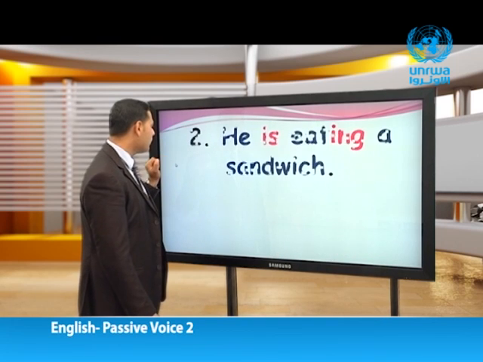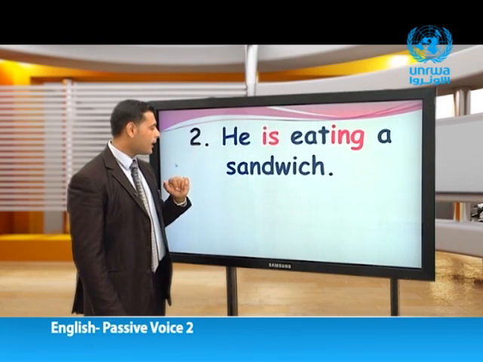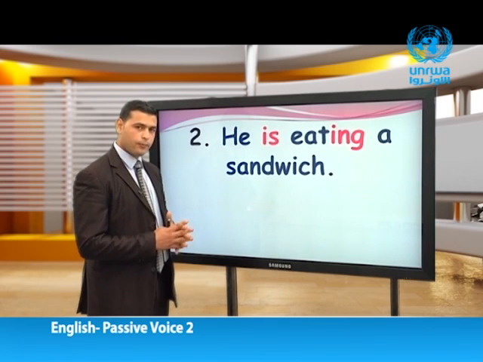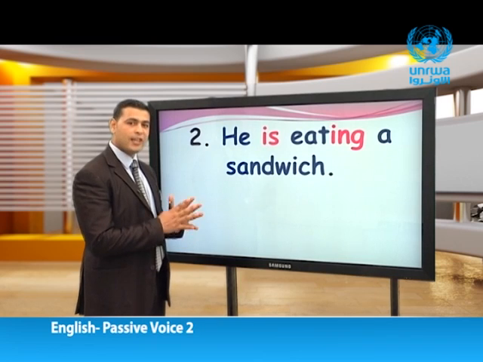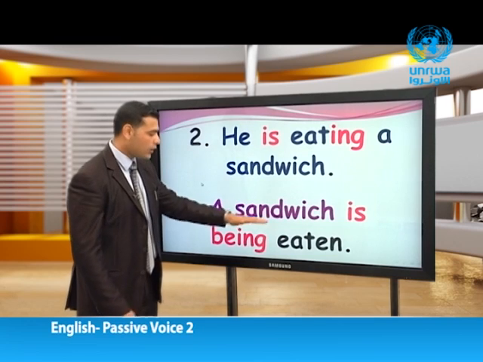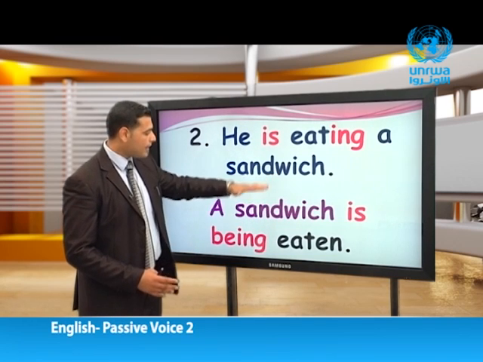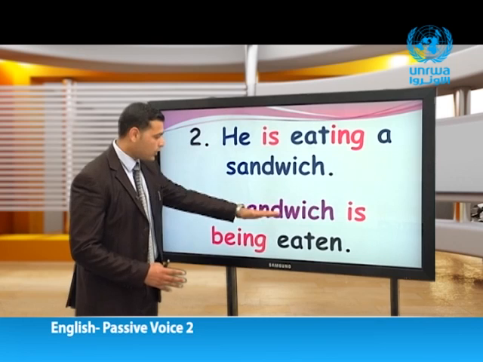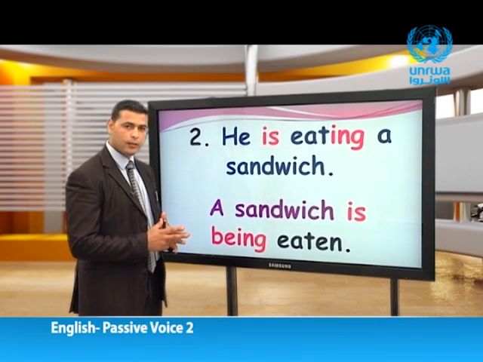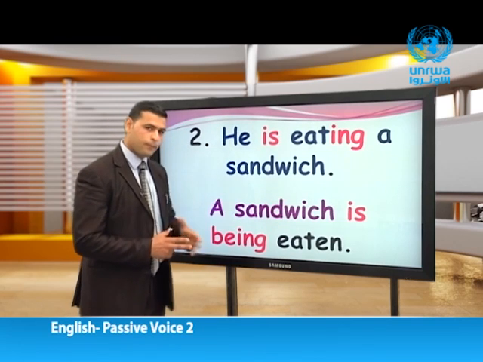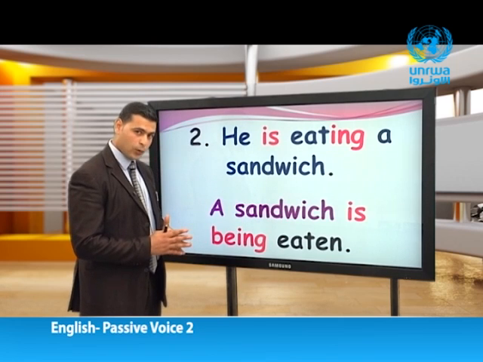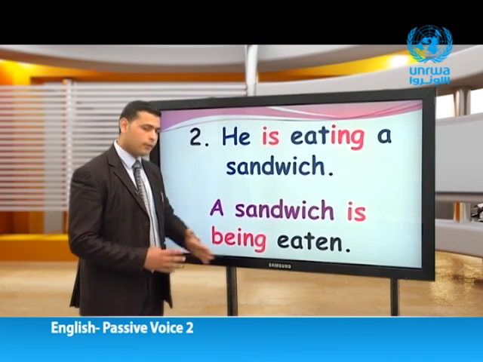Okay, let's move to another example. He is eating a sandwich. Again, he is eating a sandwich. Now let's change the sentence from the active voice to the passive one. Look at this sentence, a sandwich. Here the object has become the new subject. A sandwich, it's a singular subject. So we use is. A sandwich is being eaten.